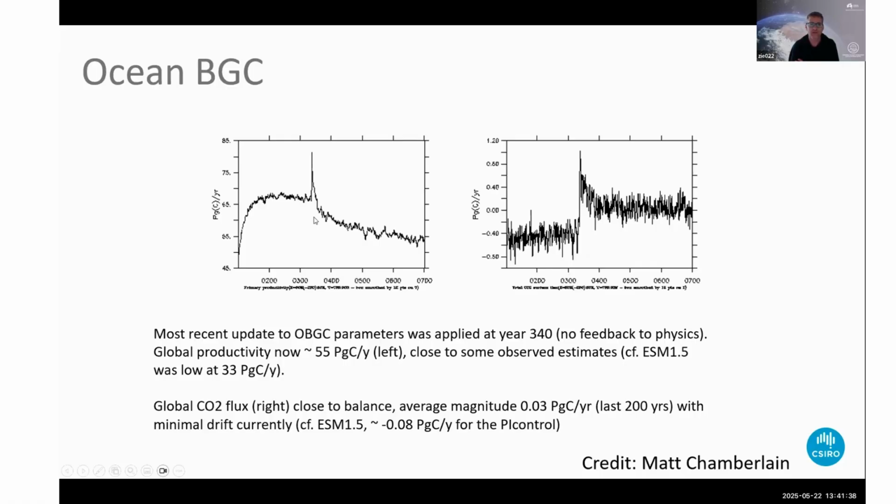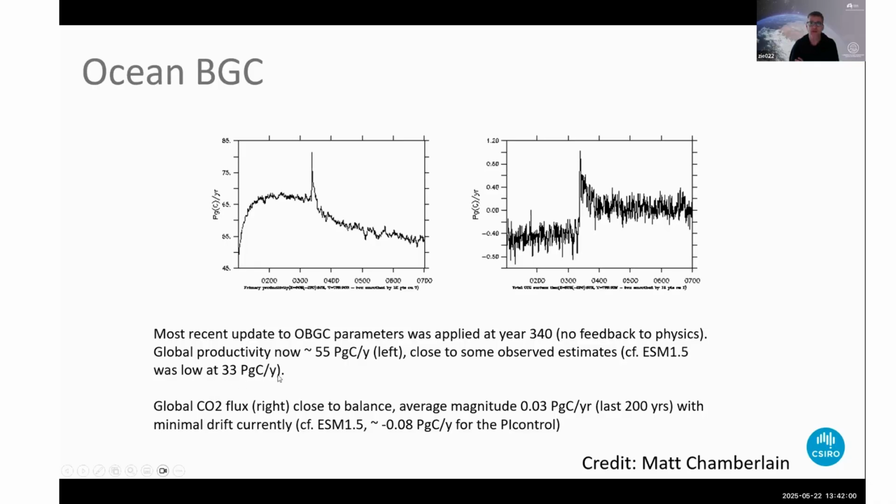And then productivity decreased, now stabilizing at around 55 petagrams of carbon, which is close to the observed estimate. And Matt put here the number in as well for what we had in the ESM 1.5, which was a lot lower at 33 petagrams of carbon per year.